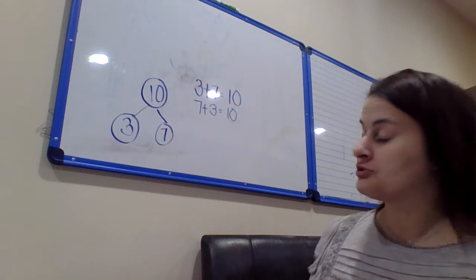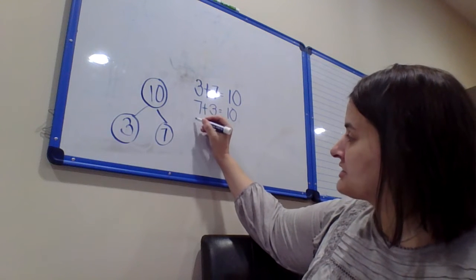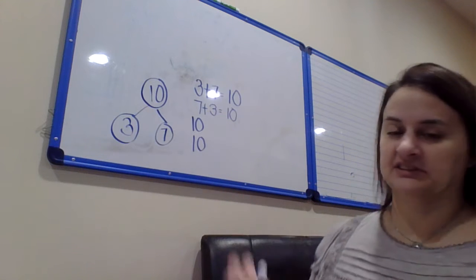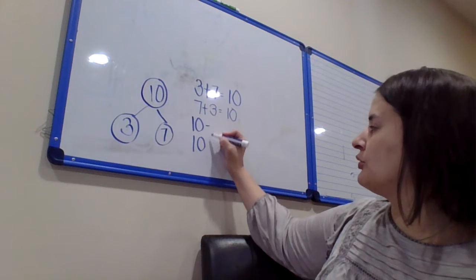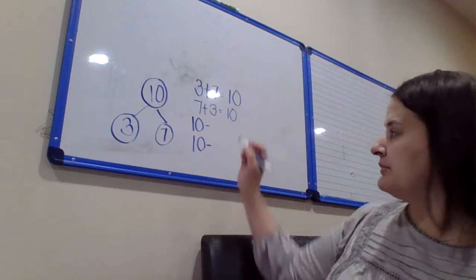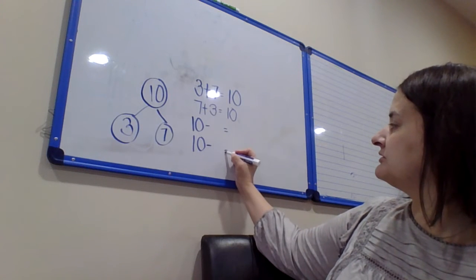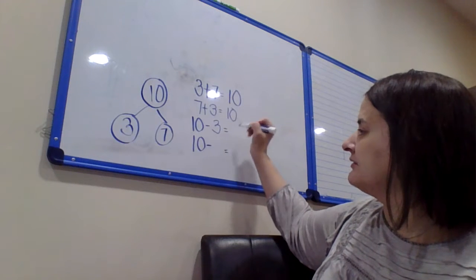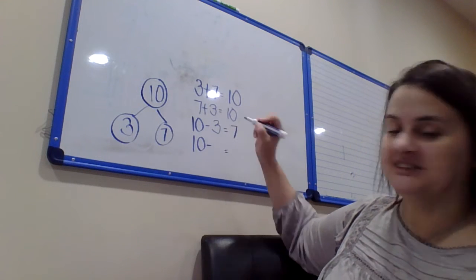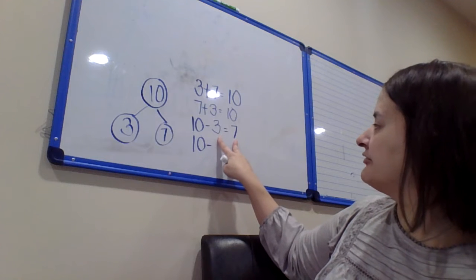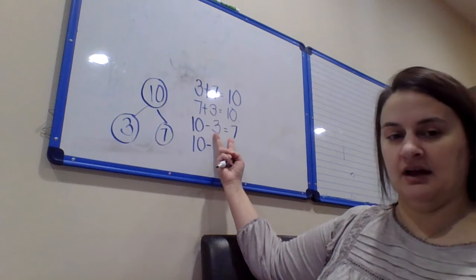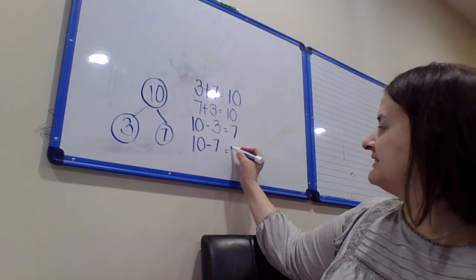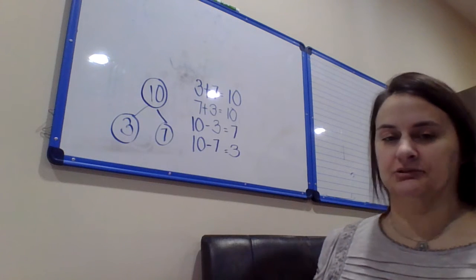Then when I subtract, I'm going to write 2 subtraction number sentences. And I always start subtraction sentences with the whole. What I'm going to flip-flop is the parts. So I'm going to start with 10 minus 3 would equal 7. Now I'm going to flip-flop the 7 and the 3. 10 minus 7 is 3.